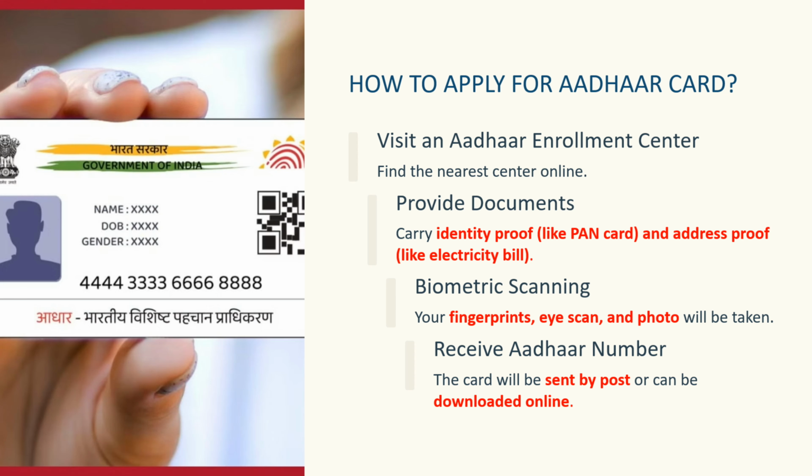How to apply for an Aadhaar card? You have to visit an Aadhaar enrollment center which is nearest to you. You can find the nearest center online. Then you have to provide documents like identity proof and address proof. For identity proof, you can give a PAN card, and for address proof, you can give an electricity bill.